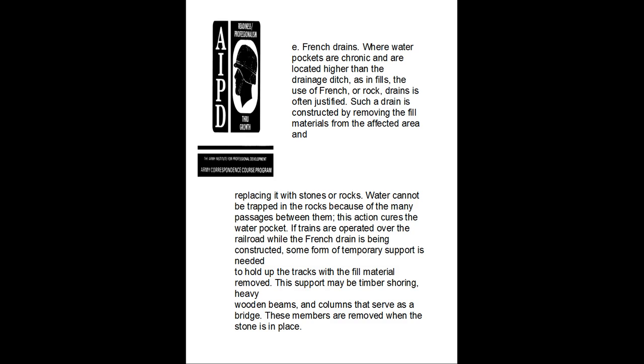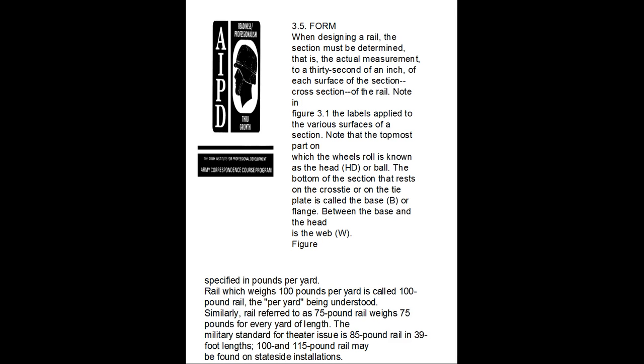Trains are operated over the road while the French drain is being constructed. Some temporary support is needed to hold the tracks while the fill material is removed. The support may be timber shoring, heavy wooden beams, or columns that serve as bridges. These members are removed when the stone is in place.